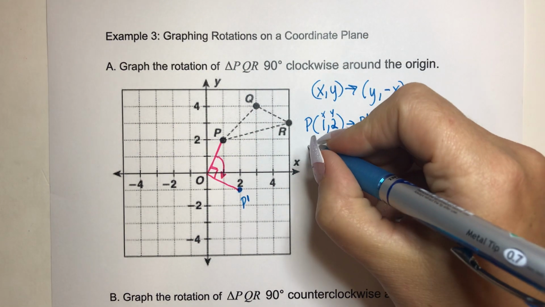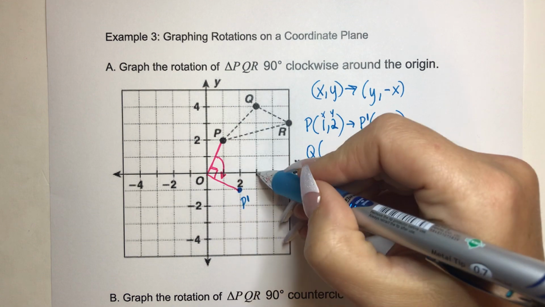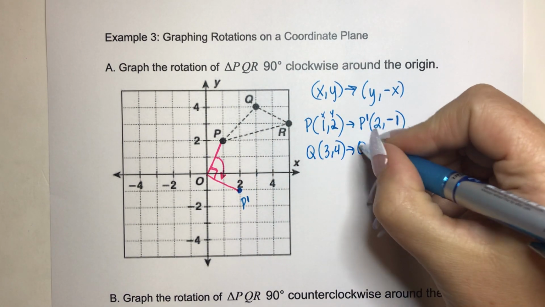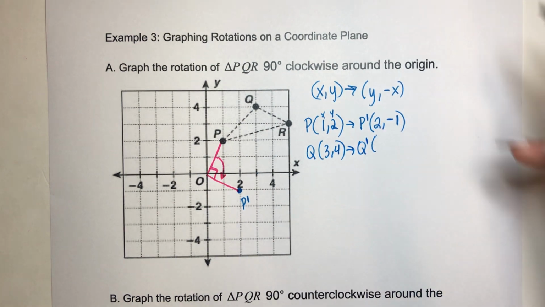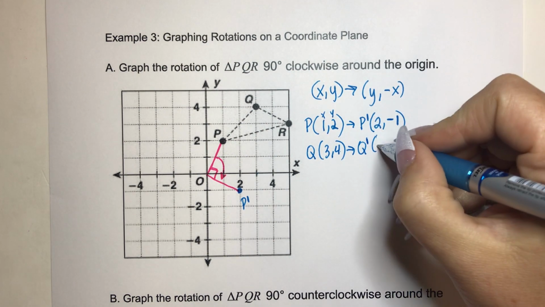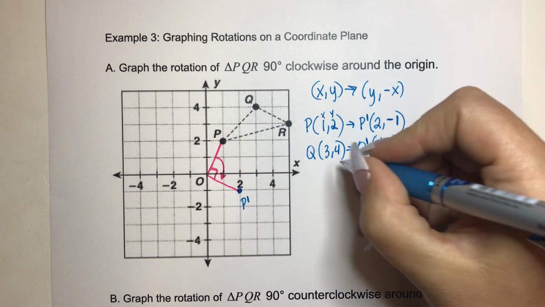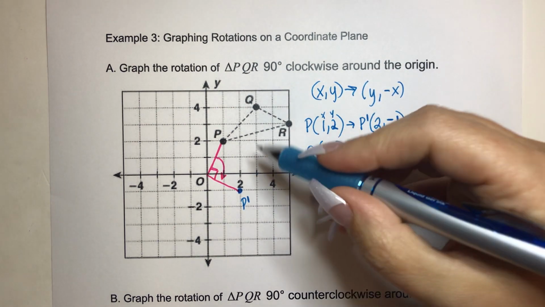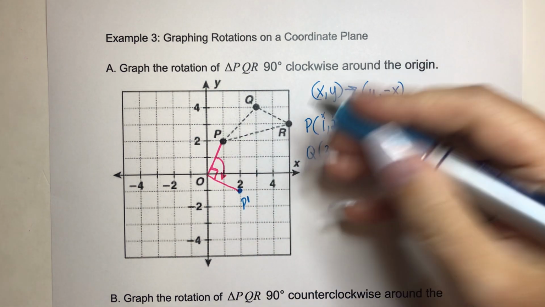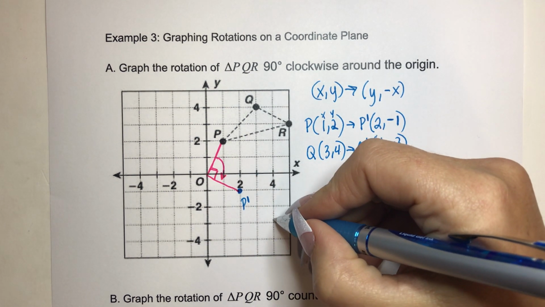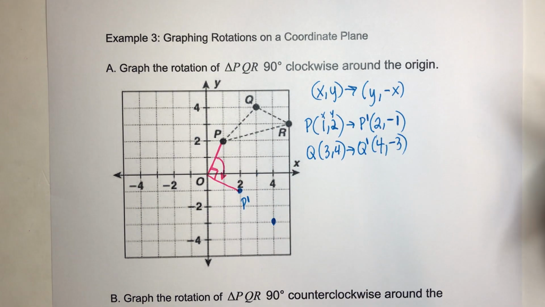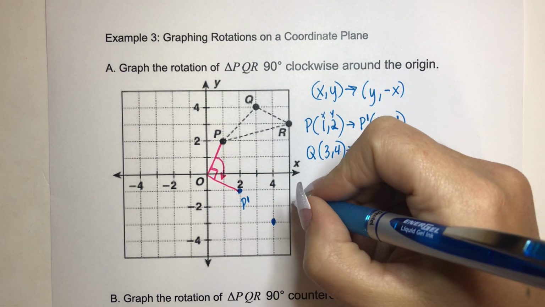Okay, perfect. Let's look at the next point. Let's try Q. Is the point (3, 4). And then we're just going to apply this rule and get Q prime. So the y goes first, so that means 4 goes first, and then the x becomes negative, which would be negative 3. So that's our Q prime. (4, negative 3). 1, 2, 3. So this is our Q prime.